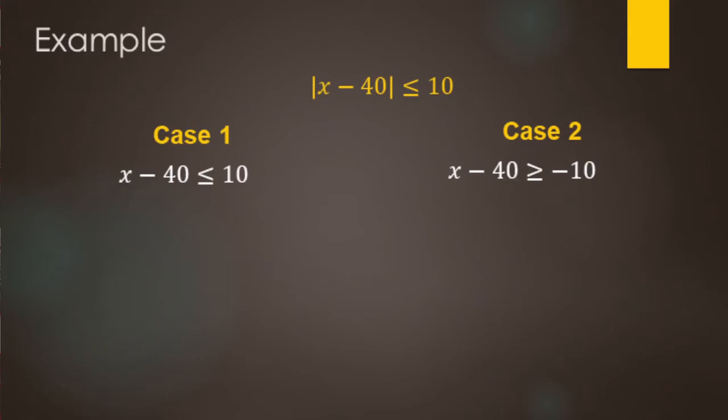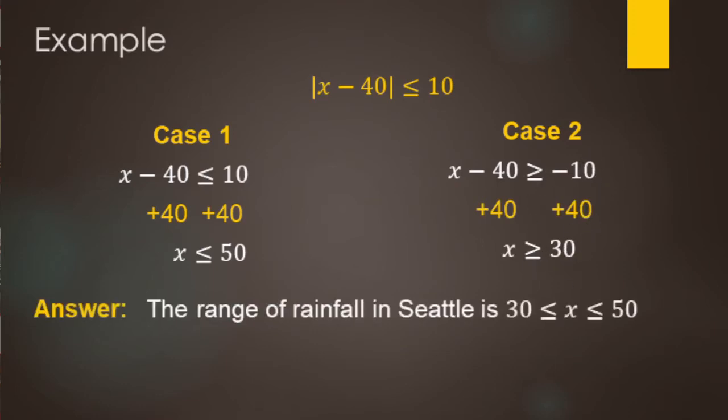So with these ones here, we go ahead and solve each separately. So for case 1 over here, we still need to get x by itself. So we're going to go ahead and add 40 to both sides. So we just get x by itself, and then 10 plus 40 makes 50. And then for case 2 over here, same step. We're going to add 40 to both sides. And so we have x is greater than or equal to, and then negative 10 plus 40 makes 30.